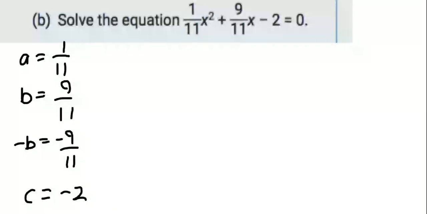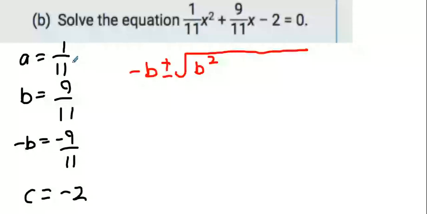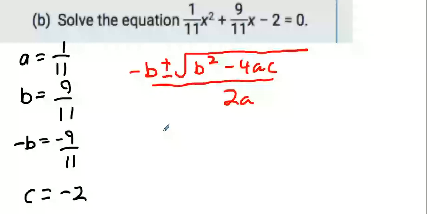Okay? What are you saying? 1 over 11 x squared, yeah. So it means the A number is 1 over 11. Anybody do it this way yesterday? Hey guys, what do we get for minus B? Anybody? Yeah. Plus or minus, what's next?